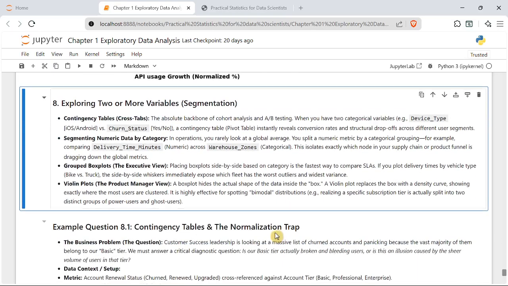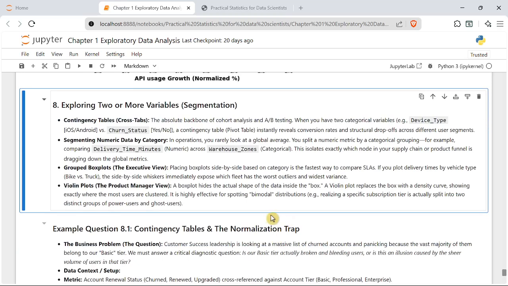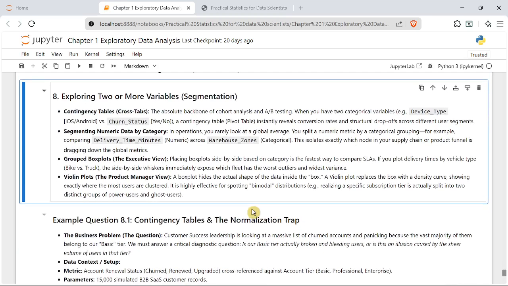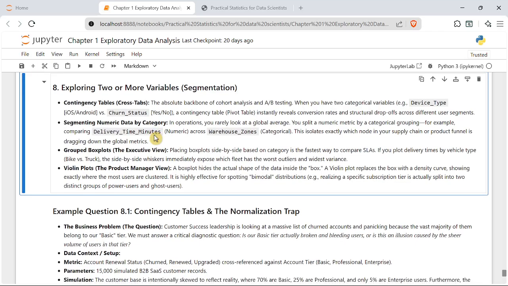So let's move to our next topic. It is the last topic of chapter 1, exploratory data analysis. Topic number 8: exploring two or more variables, segmentation. Contingency tables, cross tabs. The absolute backbone of cohort analysis and A/B testing.